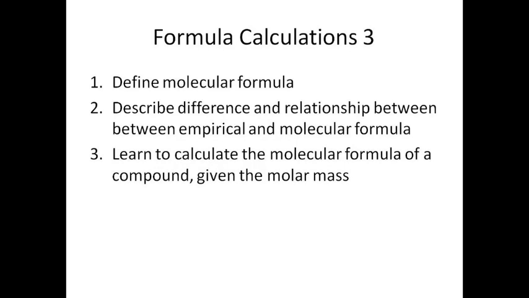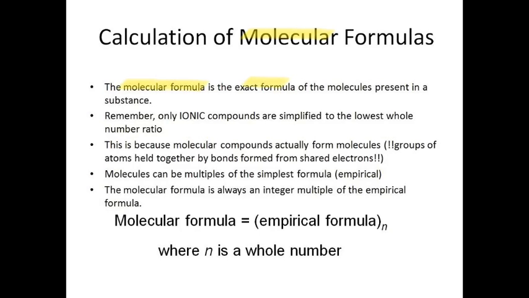The last thing that we need to learn here is what a molecular formula is, the difference between an empirical and molecular formula, and how to calculate a molecular formula if you are given the molar mass. A molecular formula is the exact formula of the molecules present in a substance. Remember that only ionic compounds are simplified to the lowest whole number ratio, because molecular compounds actually form molecules that can be multiples of the simplest formula. The molecular formula is always an integer multiple, that is a whole number multiple, of the empirical formula.